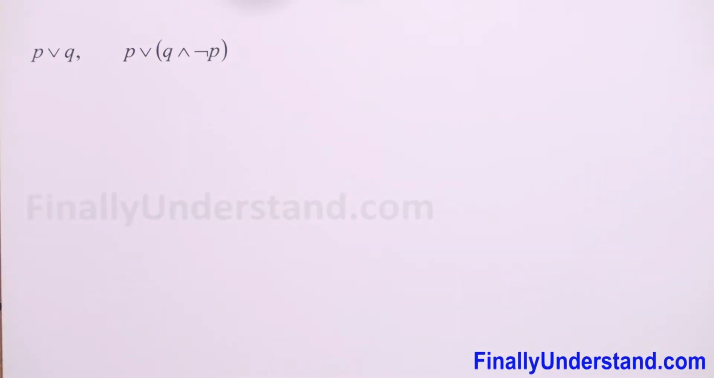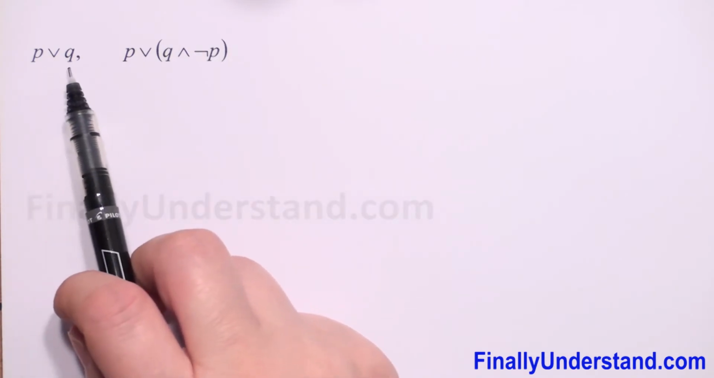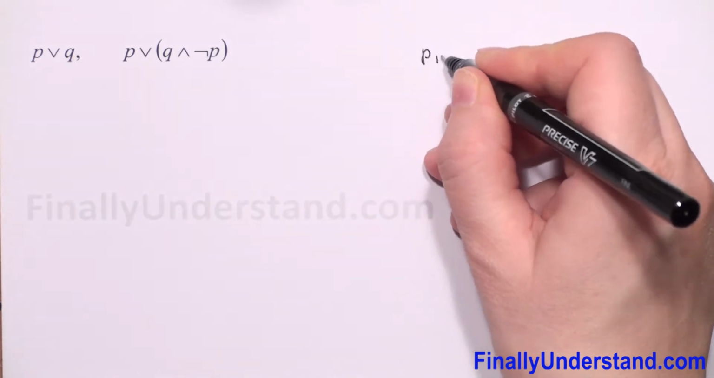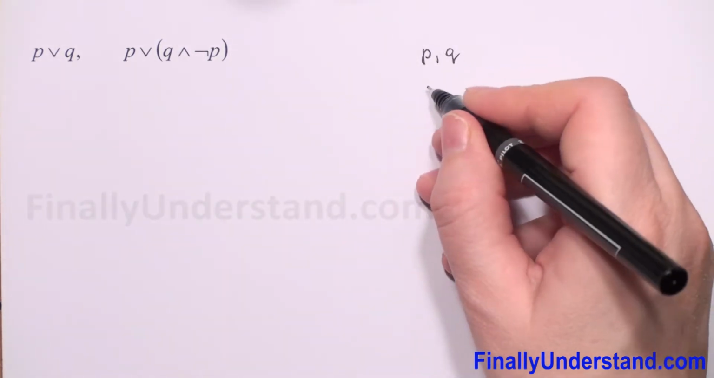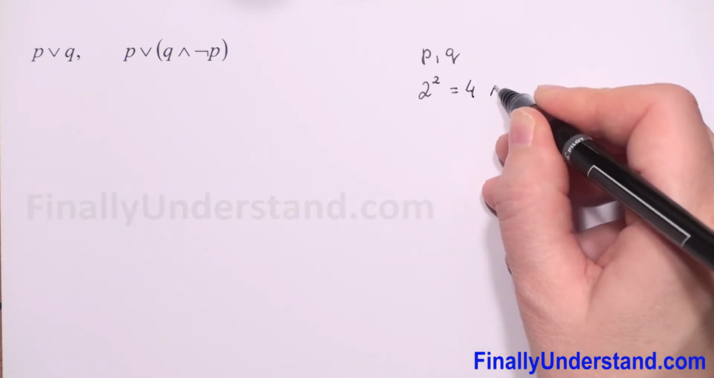We have been given two statements and we have to show that they are equivalent. First we will construct two truth tables and compare the results. We have P and Q, simple statements. It means we will have 2 to the second power, so this is 4 rows.